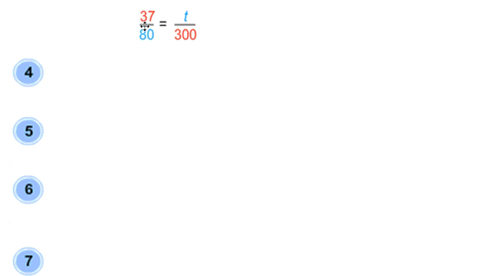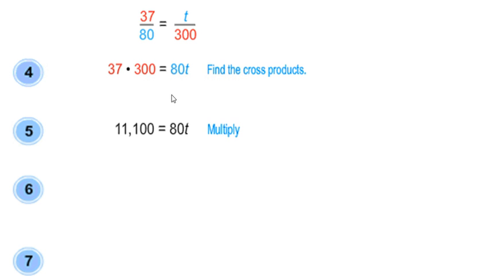Okay, so here we are. Now we know that we have to set up our cross products. So 80 times t and 37 times 300. Now it doesn't really matter which side the variable is on, whether it's the left or the right, because it's equivalent either way. So we found our cross products. Now we're going to multiply. So 80 times t is 80t, and 37 times 300 is 11,100.